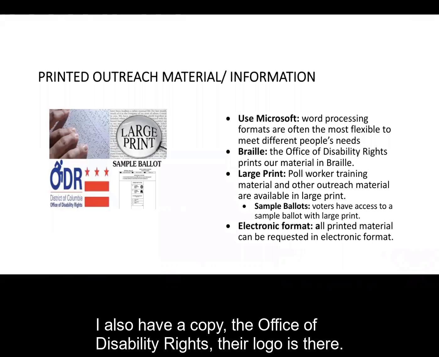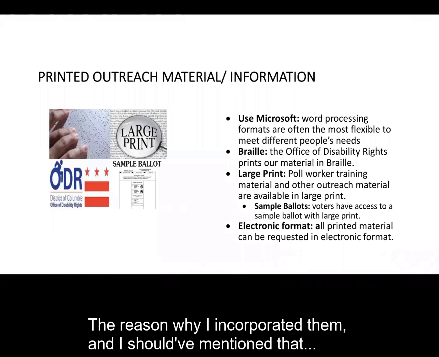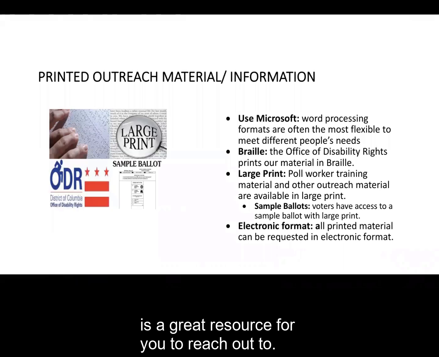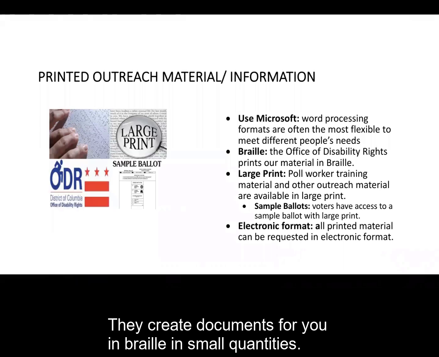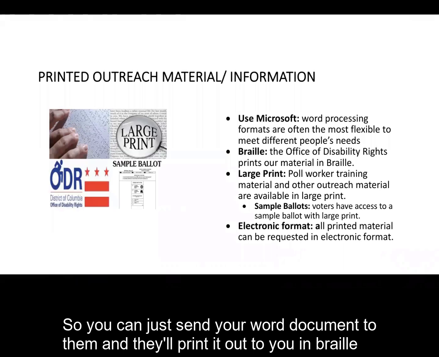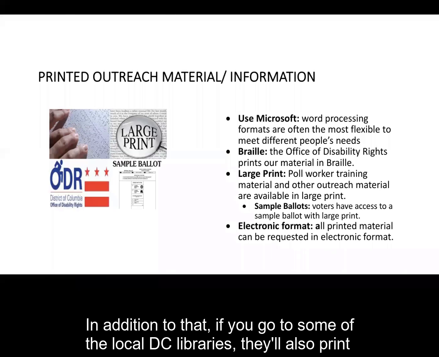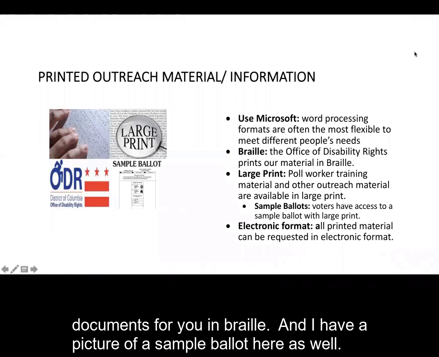I also have a copy of the logo of the Office of Disability Rights. The reason why I incorporated them, and I should have mentioned this, is that if you are a local disability rights organization, the Office of Disability Rights is a great resource for you to reach out to. They print documents for you in Braille in small quantities. So you can just send your Word document to them and they'll print it out for you in Braille, and you can just pick it up from their office. So we do reach out to them. In addition to that, if you go to some of the local DC libraries, they'll also print documents for you in Braille. And I have a picture of a sample ballot here as well.